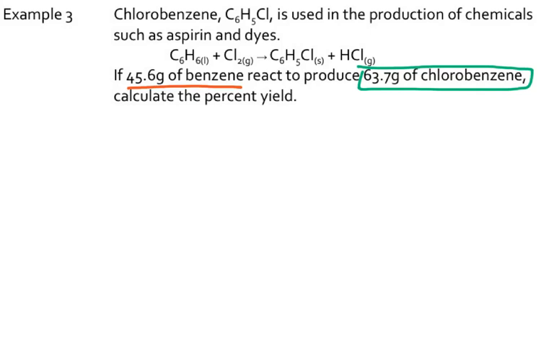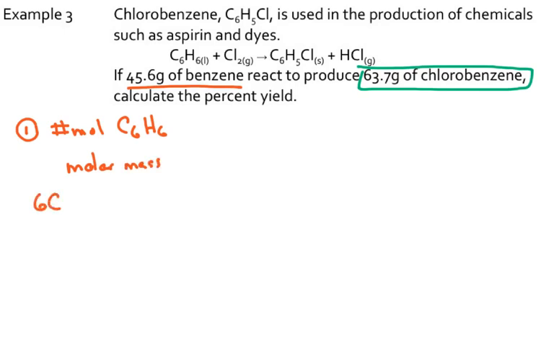We know we've taken 45.6 grams of benzene. We're going to assume that it is the limiting reagent because that's all the information we have, and we need to determine the percentage yield. First thing we need to do is determine the number of moles of benzene, and I'll put the chemical formula for it. First thing we need is the molar mass.